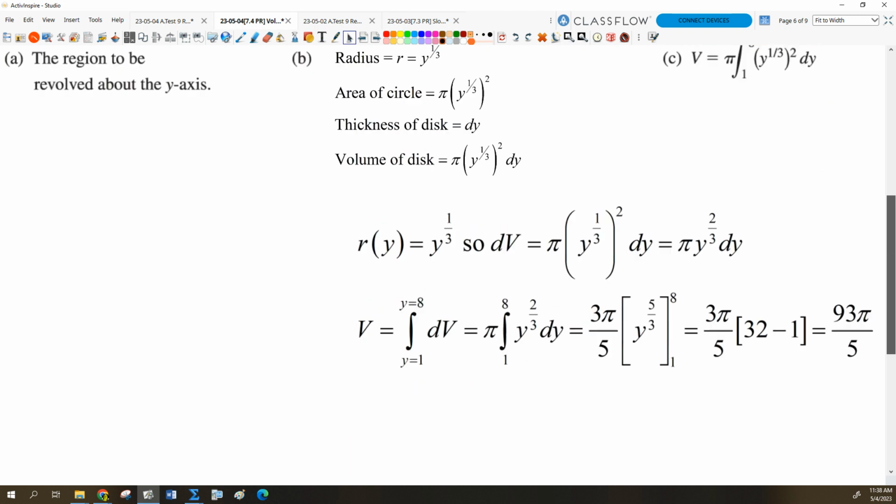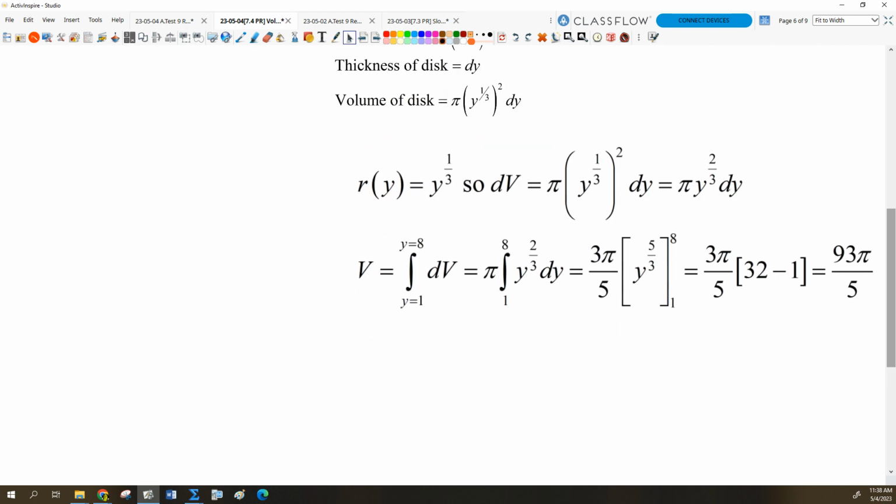No big deal. So we get all this new calculus for free. It's just the same stuff, just with functions of y instead of x, which opens up a lot of opportunities for us when we're doing revolutions.